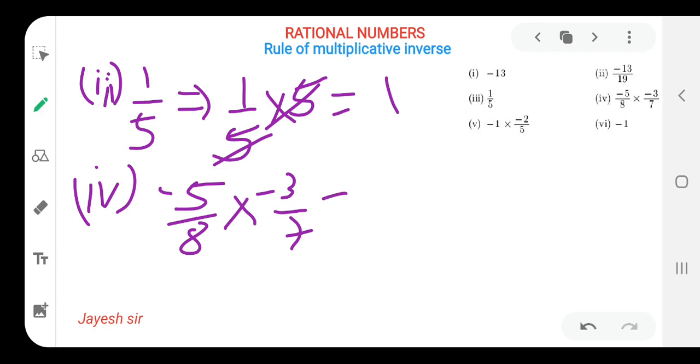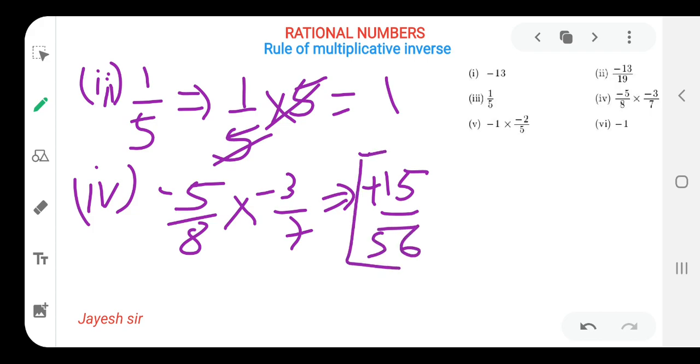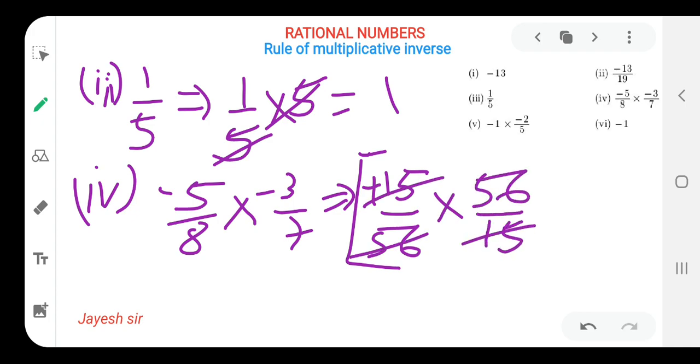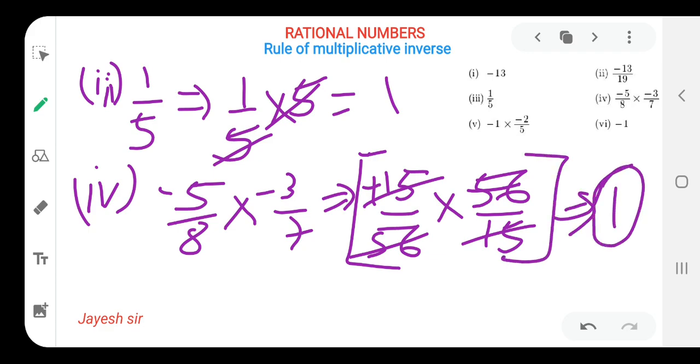Now that's something different. To solve it, minus 5 into minus 3, what is it? It is plus 15. And 7 8s are 56. So our sum is 15 upon 56. What should be multiplied to it? The reciprocal of it should be multiplied. So 15 cancels, 56 cancels. So the result we got is 1. So the multiplicative inverse of the number is 56 upon 15.